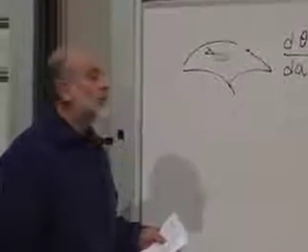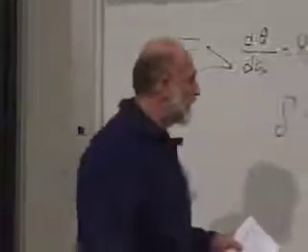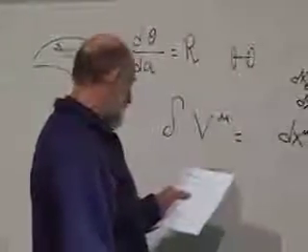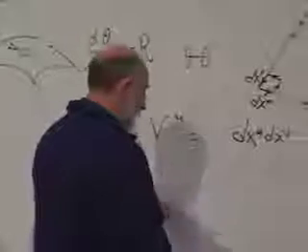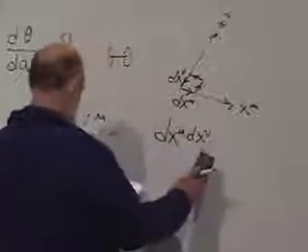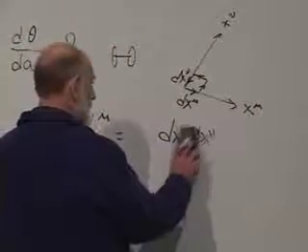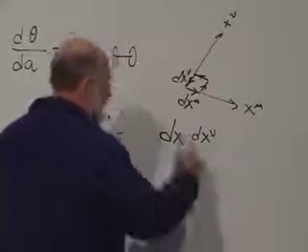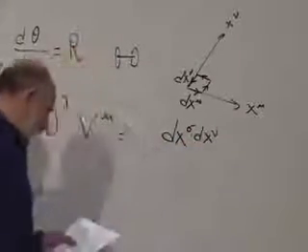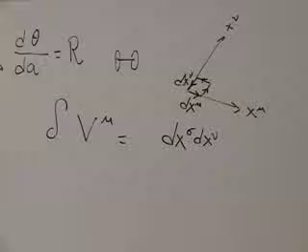You want to use mu on the superscript for v? Because you already used mu. Oh, you're right. We shouldn't. dx nu, dx sigma. Good point. So it's going to have dx nu and dx sigma, all right?